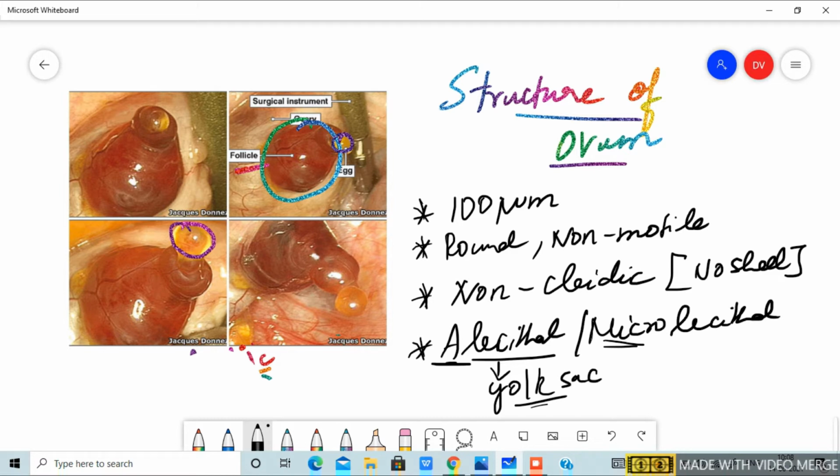If you ask me, ma'am, then who's giving the nutrients? We have a placenta, which is a disc shaped organ that develops during pregnancy and nourishes the baby through the umbilical cord. So these are the words which you have to keep in your mind. They are round, non-motile, non-cleidoic, alecithal or microlecithal. The size is around 100 micrometers, and I have shown you a beautiful picture also. You definitely have to know this.